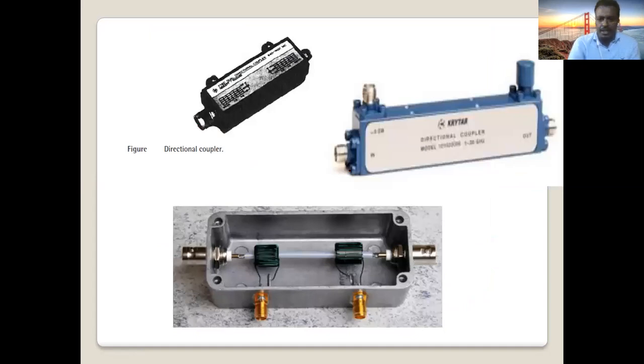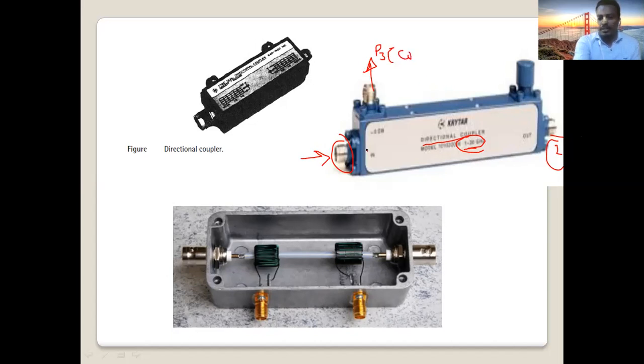So when you see these directional couplers, this directional coupler, as you can see, is used from 1 up to 20 gigahertz applications. So this is port 1, input port. This is port 2, direct port. There is another port here. What is this port? P3, we call it the coupled port.